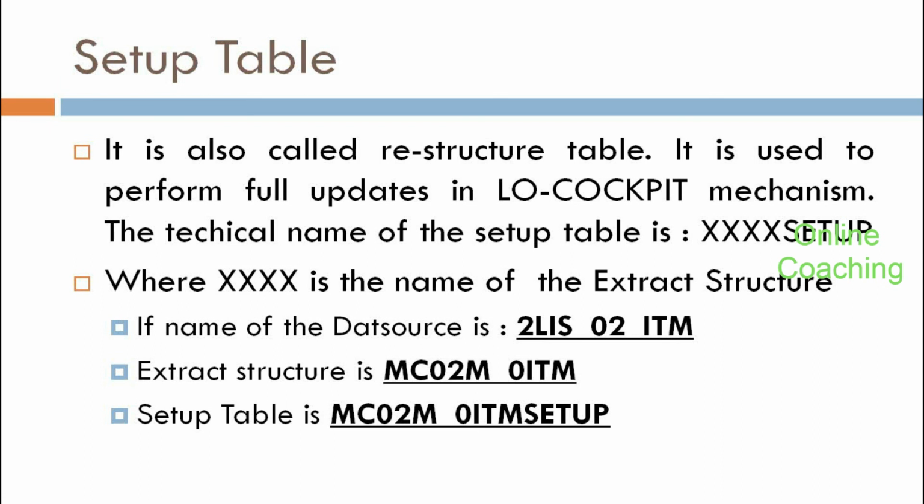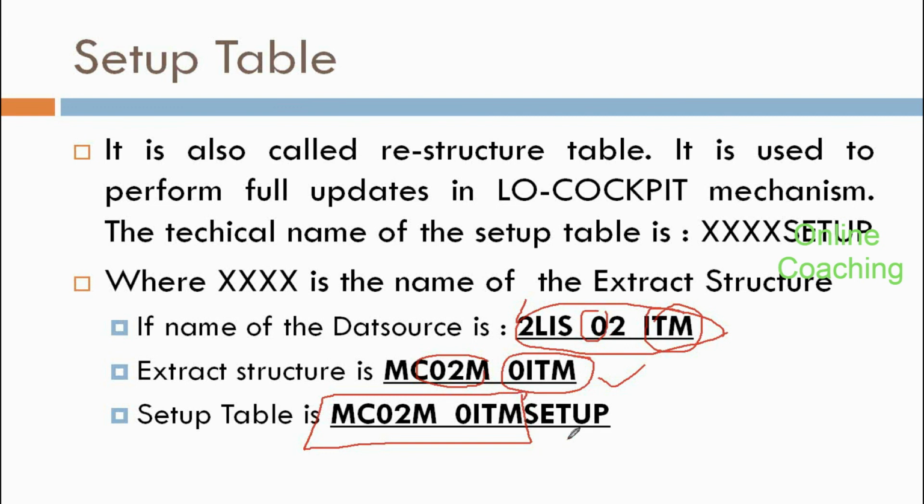For example, if your data source name is 2LIS_02_ITM, then your extraction structure will be created based on this name. How will it take? It takes 2 from here, then adds M. Then it takes 0 from here, then ITM from here, so 0ITM. Then how will the setup table be created? It will take the whole of your extraction structure name, till here, and only add the ending SETUP. The technical name of the setup table is constructed like this.